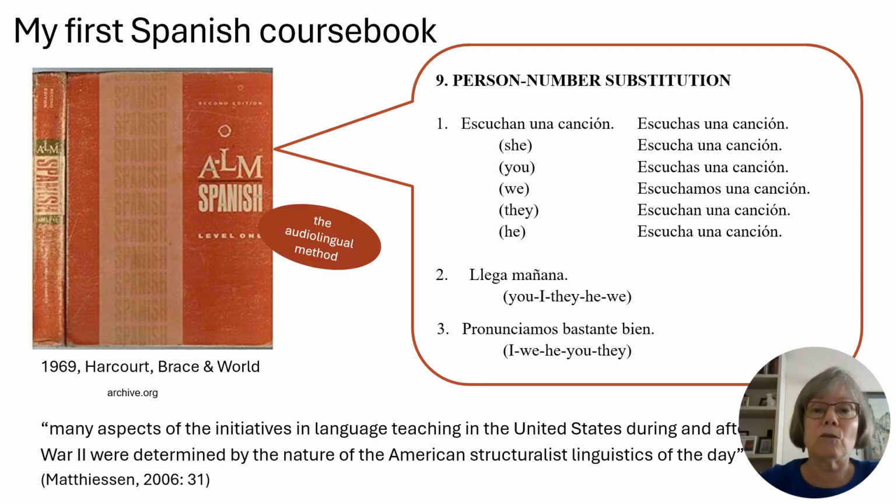I had no idea at the time that this was connected to a specific linguistic theory, but as Christian Matheson reminds us, this was very connected with American structural linguistics, and it was the audiolingual method.